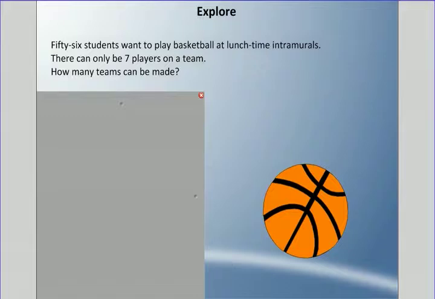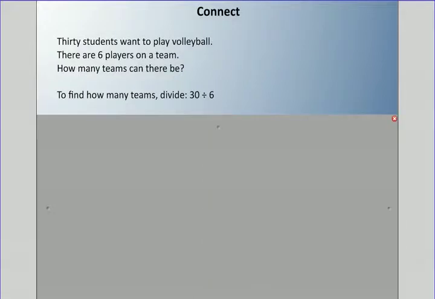Let's say 56 students wanted to play basketball at lunchtime intramurals. There can only be 7 players on a team. Well, how many teams can be made from that? Okay, let's say 30 students want to play volleyball, and there's 6 players on a team. Well, how many teams can there be?